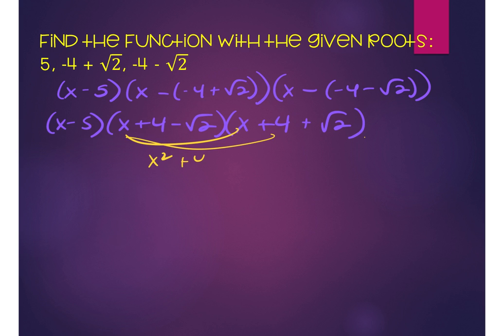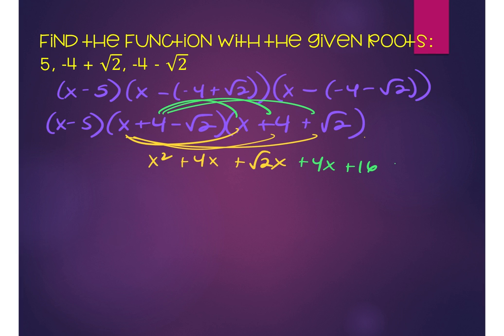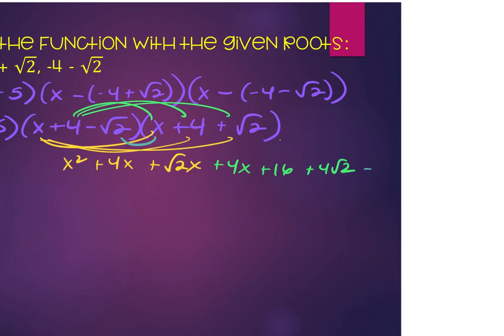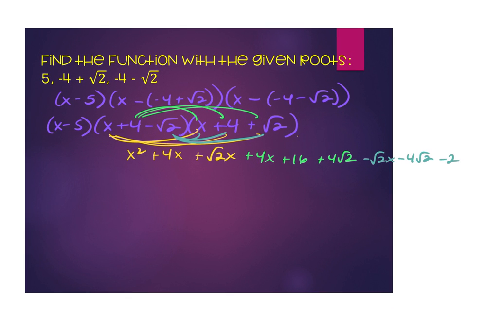So I got x squared plus 4x plus root 2x plus 4x plus 16 plus 4 root 2. And then I distributed the negative root 2. So negative root 2x, negative 4 root 2, and negative 2. And then anything that has a square root should cancel out. I'm going to bring down the x minus 5. X squared is left. The root 2x and negative root 2x cancel. The 4 root 2 and the negative 4 root 2 cancel.